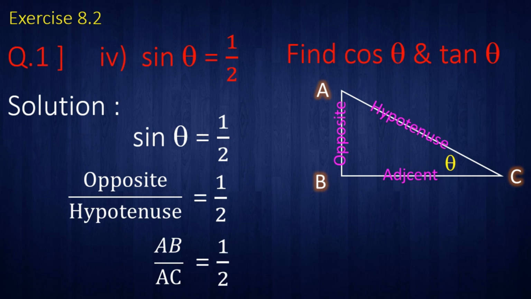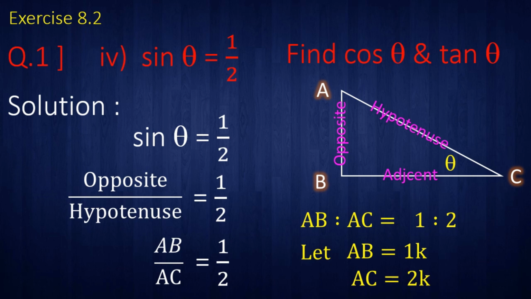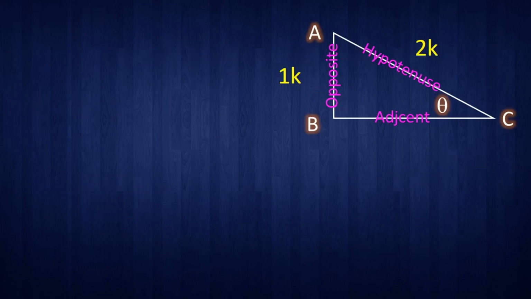Now students, convert it into ratio style. AB is to AC is equal to 1 is to 2. Now give real value. To give real value we will join K. So AB is equal to 1K and AC is equal to 2K. Show the values in the figure. AB is equal to 1K and AC is equal to 2K. Now we have to find BC value. So next page, by Pythagoras theorem we will find BC value.